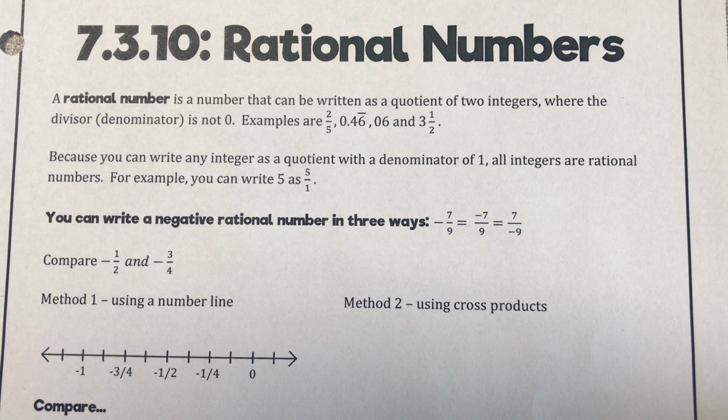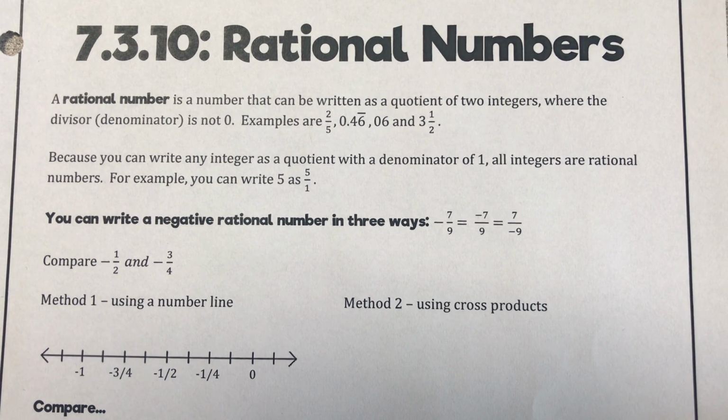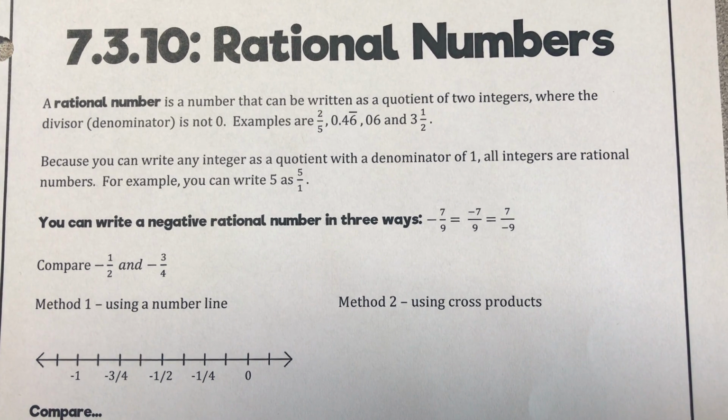Examples are 2 over 5, that's a fraction, 0.46 repeating, that should have a decimal, 0.06, 3.5. Because you can write any integer as a quotient with a denominator of 1, all integers are rational numbers. So it's anything that you can write as a fraction, okay? So 5 you can write as 5 over 1, therefore it's a rational number.